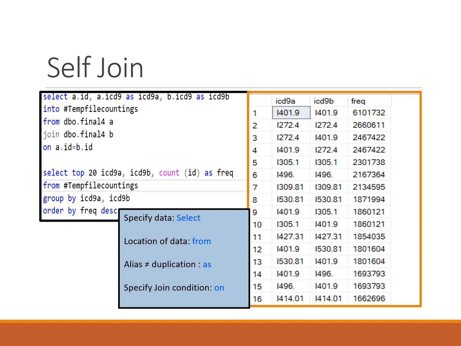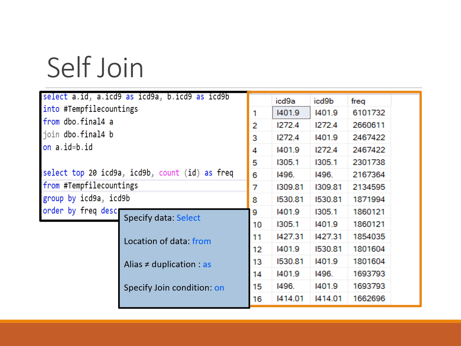In this example, we are demonstrating how the self-join function can be used to determine the frequency of ICD-9 codes. We are creating a table to include columns of ICD-9 by joining the table to itself. As we discussed previously, an alias is usually necessary to execute this type of query.